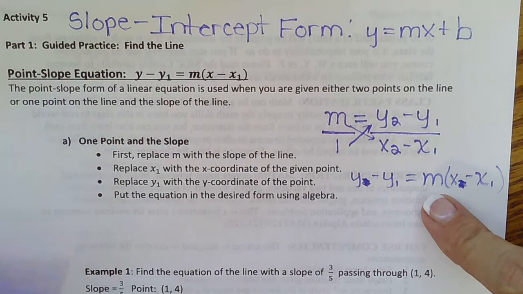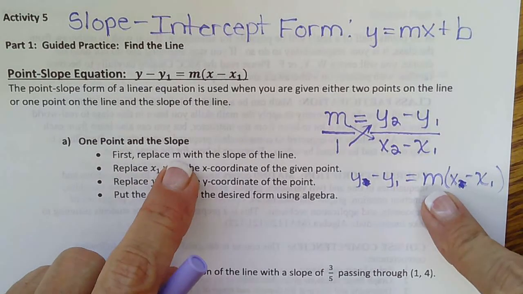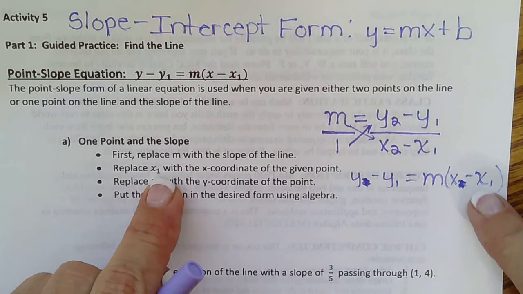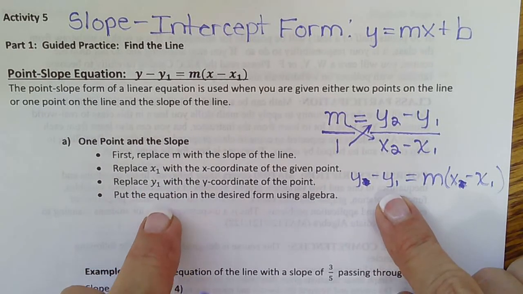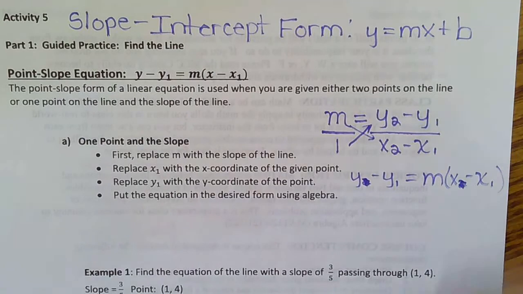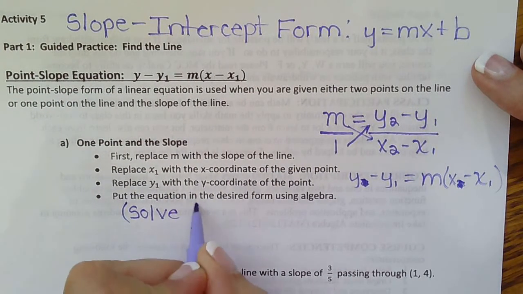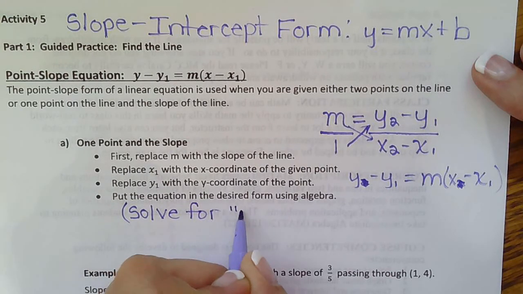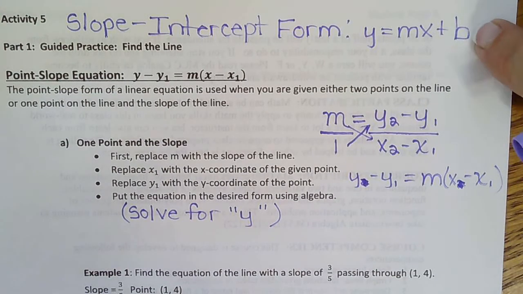With one point and a slope, we're going to do that first. You take your slope and put it in place of m. You replace your x1 with the x-coordinate of the point and your y1 with the y-coordinate of the point, and then you solve for y. We almost always solve for y because we want it to look like y equals mx plus b when we're done. Once in a while, the instructor may ask for another form, but on tests, we always want the final answer in this form, y equals mx plus b.